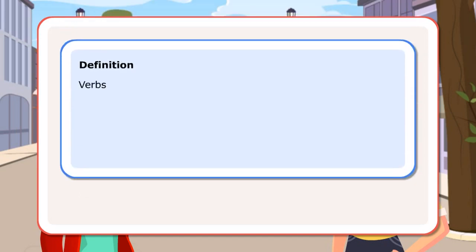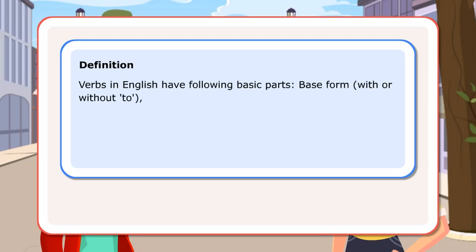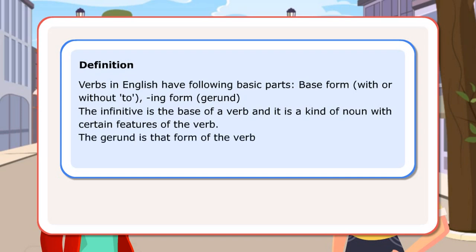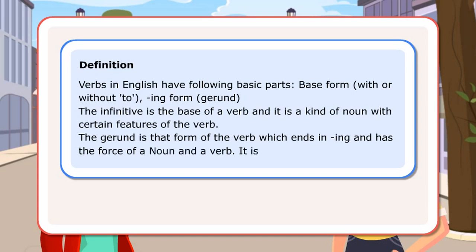Definition. Verbs in English have the following basic parts. Base form, with or without to. ING form, gerund. The infinitive is the base of a verb and it is a kind of noun with certain features of the verb. The gerund is that form of the verb which ends in ing and has the force of a noun and a verb. It is a verbal noun.